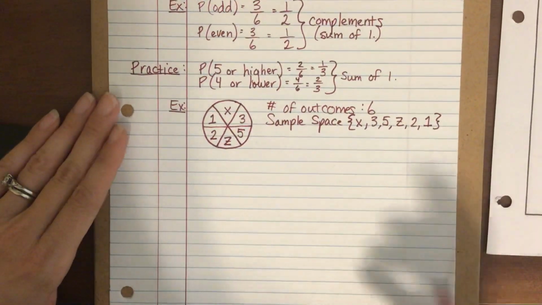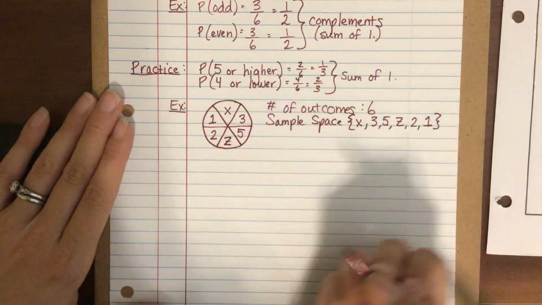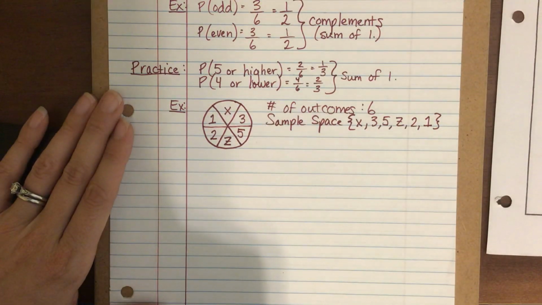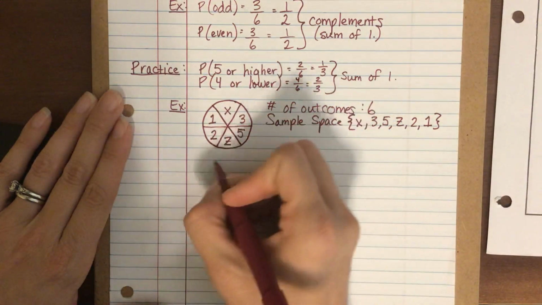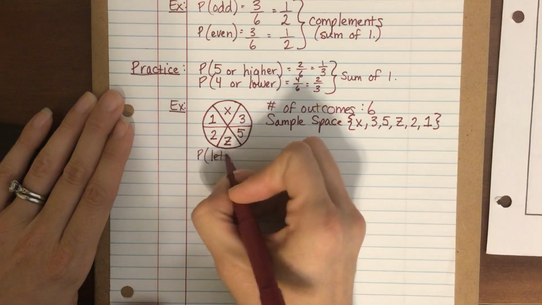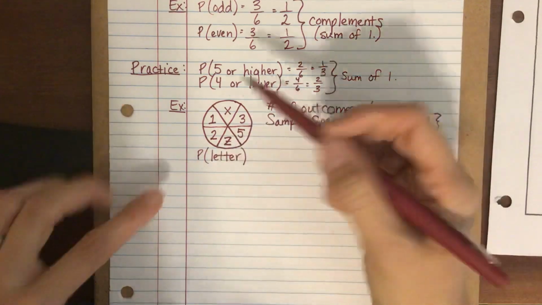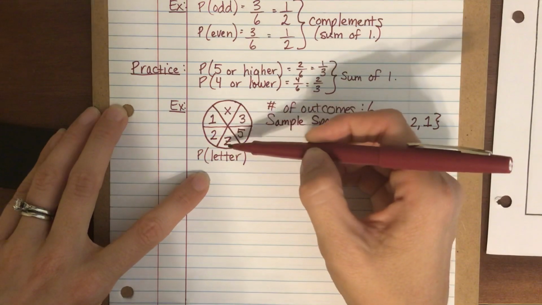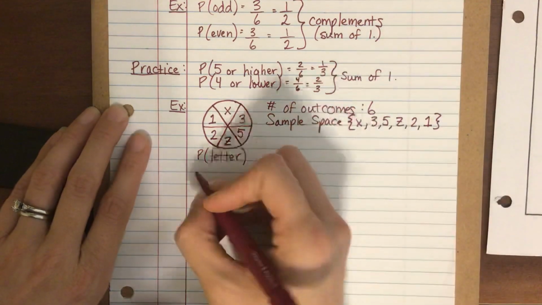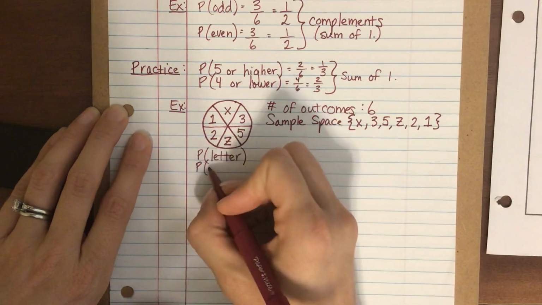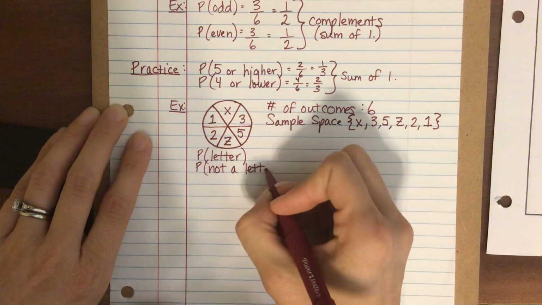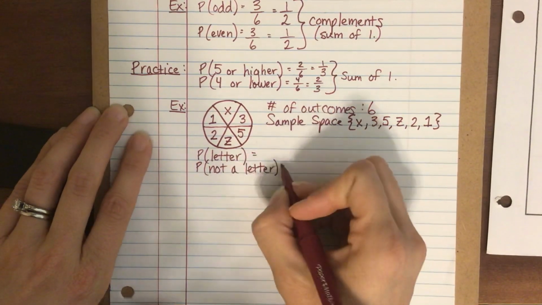So, complementary events. There's a lot of different complementary events that we can pull from this particular spinner. But let's go ahead and first look at the probability of getting a letter. If you're looking at the probability of getting a letter, the complementary event to that would be getting a number or not a letter. So we'll actually label it this way so you can see what this looks like too. So not a letter. So you have a letter and not a letter.